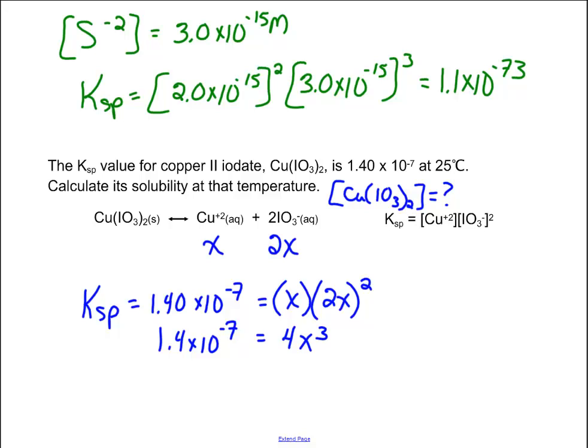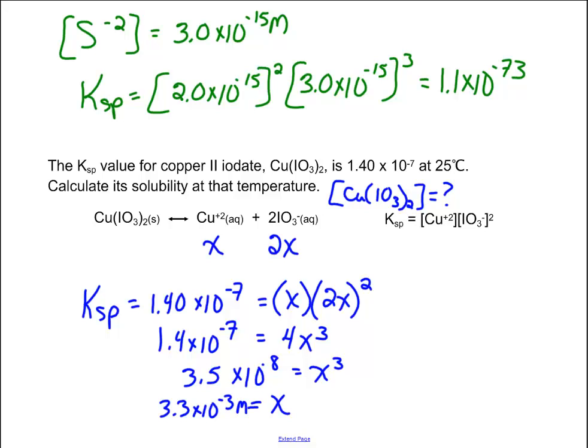Now I divide both sides by 4, and I get 3.5 times 10 to the negative 8 equals x cubed. Now I need to take the cube root of that and get x. When I do, I find that x is 3.3 times 10 to the negative 3.